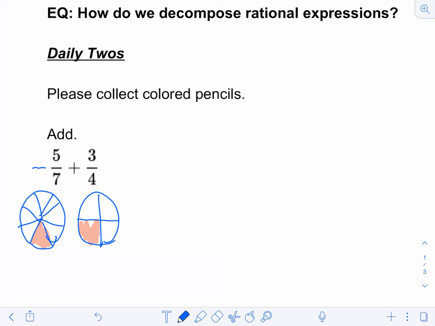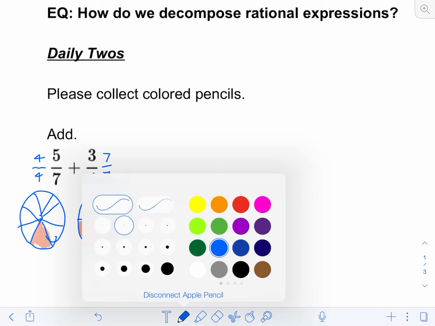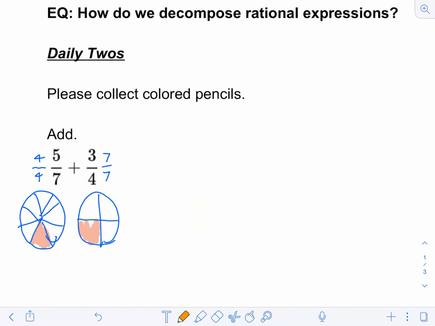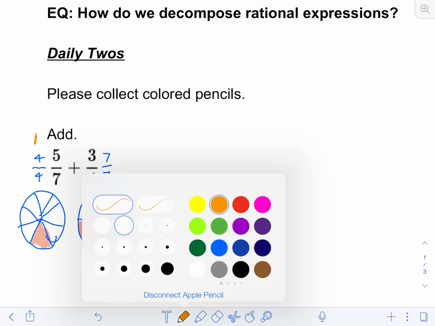So in order to do this, we're going to multiply this side by 4/4 and this side by 7/7. That'll give us a common denominator. Now again, the reason why we multiply by 4/4 is it doesn't change the value. 4/4 is really the number 1. So whenever we say multiply by 4/4, we're really saying multiply 5/7 by the number 1. It doesn't change 5/7, it just makes it look different.